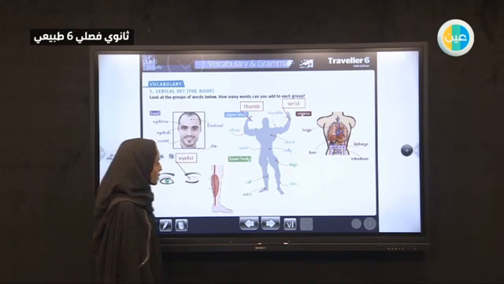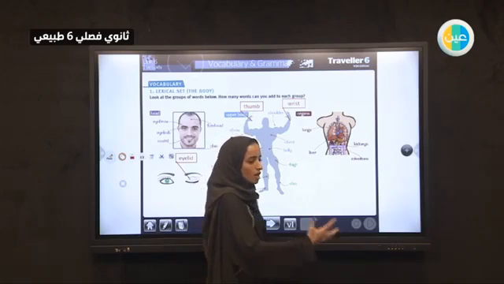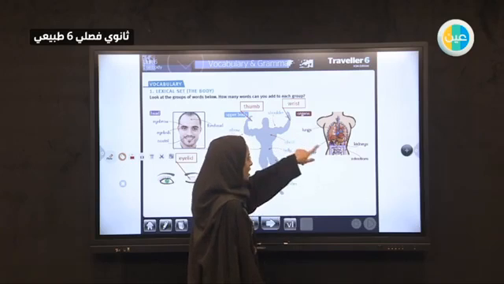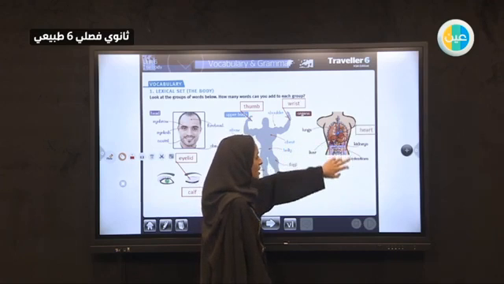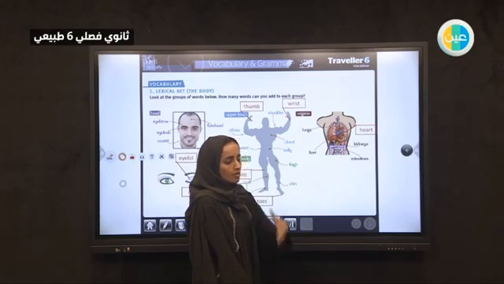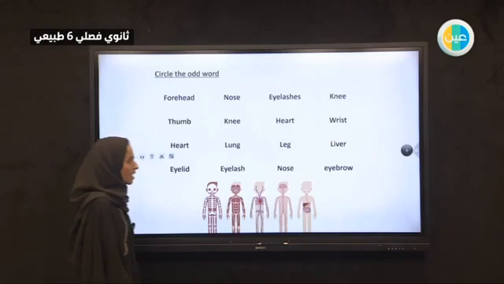Then we're going to speak about your organs, which are inside your body. We have here the lungs, and for sure we have the heart. Yes, we have the heart, the kidneys, and we have the liver here. Okay, all of these are within your body. They will help you stay alive.